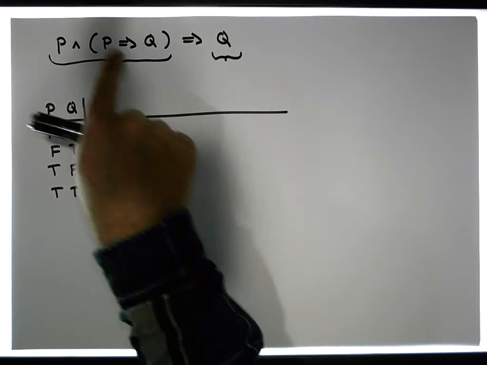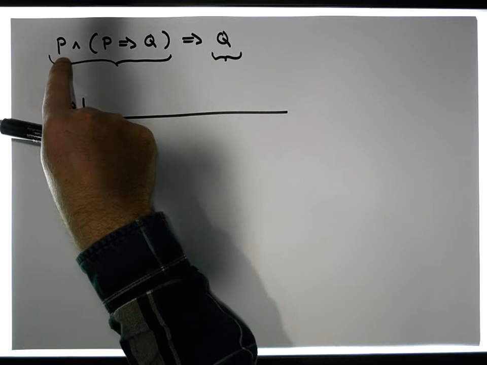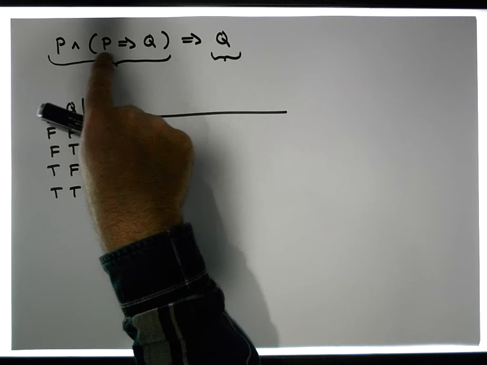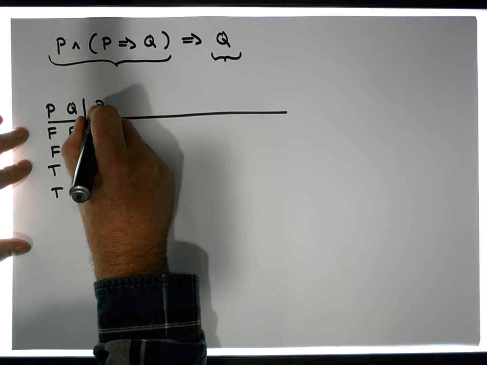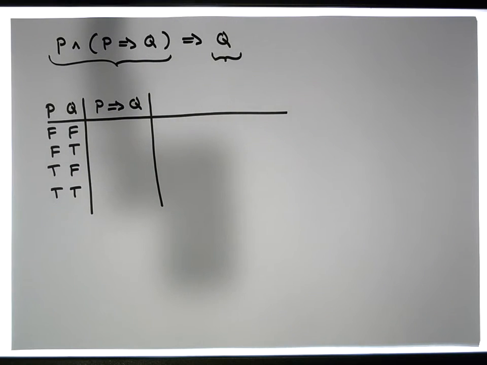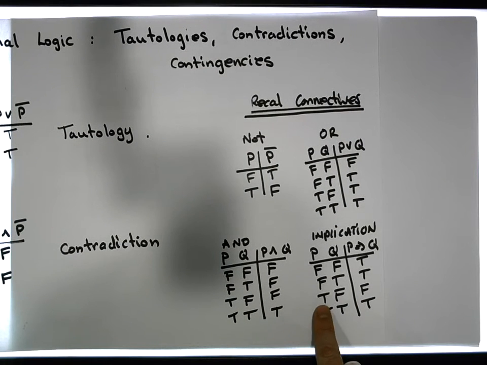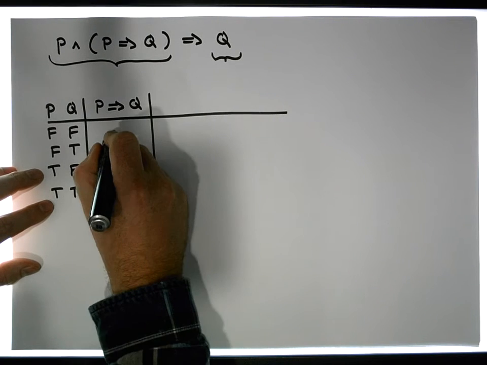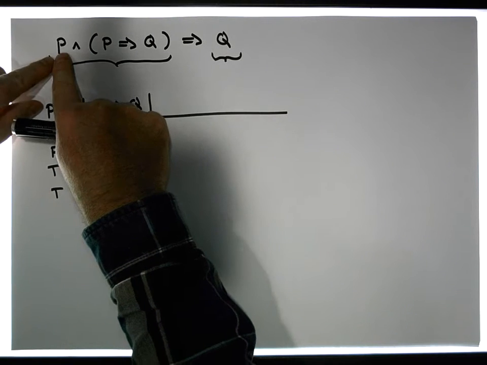The premise says we take the P column, with all its truth values listed down here, and we need to AND them with the truth values for this expression here. But we haven't evaluated this expression. We don't have a column in our table called P implies Q, so we need to build one, which is just the definition of the implication. Let's keep in mind the way the implication works: it only ever gives us false when the premise is true and the conclusion is false. So this here is false, and everywhere else it's true.